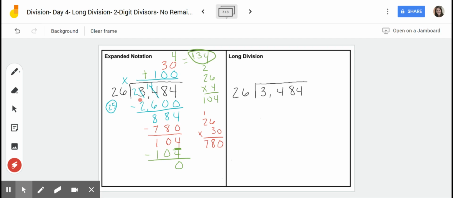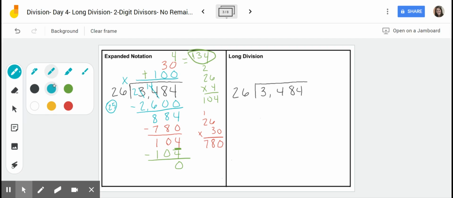I also want you to pay attention to how the digits in the beginning of the amounts that we're subtracting are similar to what we subtract over here. So let's walk through it together.